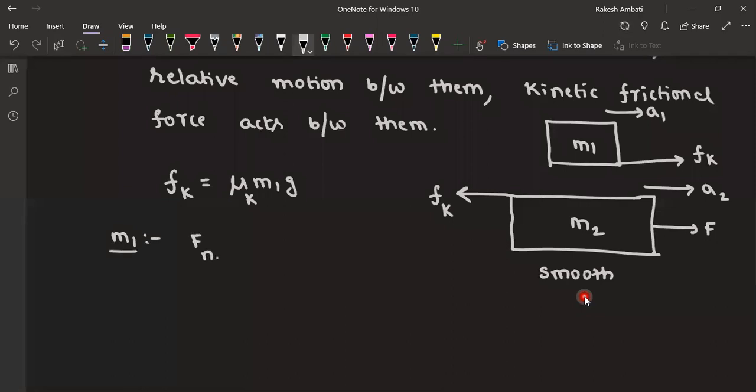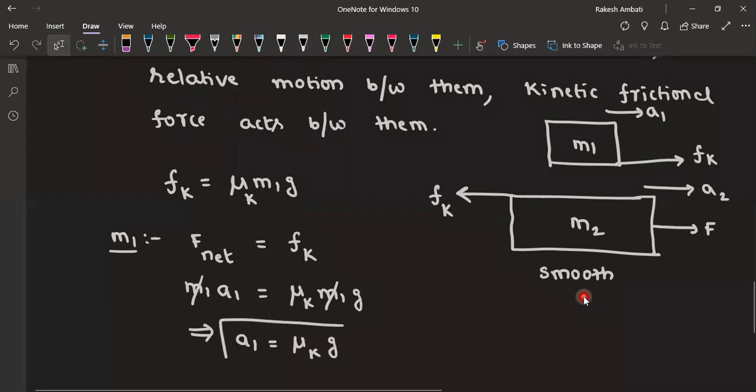what is the dynamic equation? In the case of M1 block, how many driving forces we have? Only Fk. Resultant force means mass into acceleration. Mass M1, acceleration A1 equal to the Fk value, mu K M1 G. So here M1 cancels out. Therefore, acceleration A1 equals mu K into G. Now it is the acceleration of the first block M1.